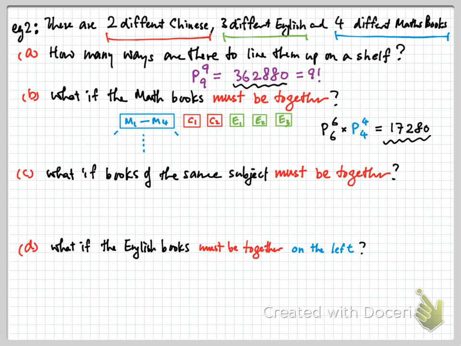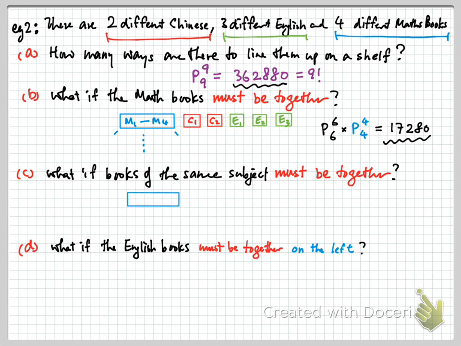All right. Now let's take it to another level. Now look at part C. What if books of the same subject must be together? That means the Chinese must be together, the English must be together, and the mathematics must be together. So how many boxes should you prepare? You should prepare 3 boxes.